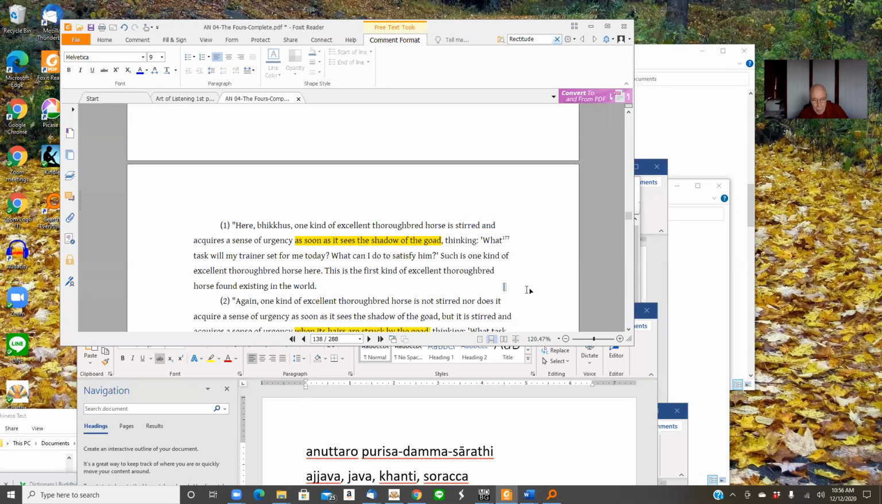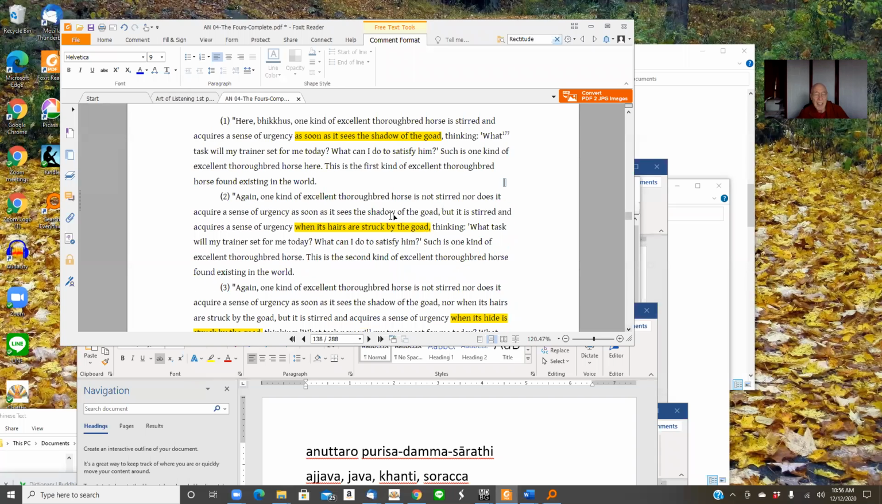Okay, so now let's come back to the simile of the horses. So we have one horse that gains the sense of urgency as soon as it sees the shadow of the goad. It realizes, if I don't start acting, that goad, that whip is going to strike me and hurt me. So it thinks, what can I do to satisfy the trainer? So that is the best kind of horse.